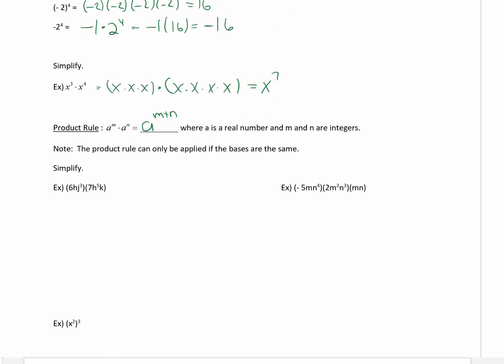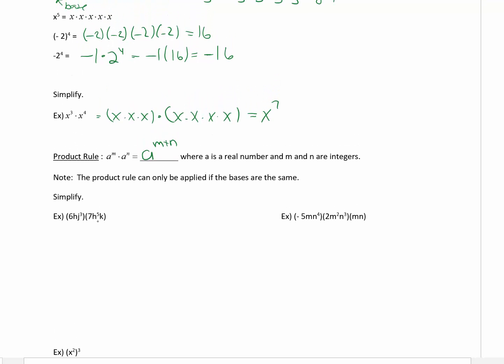Okay, so let's simplify a couple of these examples. So we are multiplying two expressions here. Well, the 6 times 7, that's 42. That stays the same. This is h to the 1st times h to the 5th. That's h to the 1 plus 5 power. J cubed times k, which is the same thing as 42 h to the 6th, j to the 3rd times k.